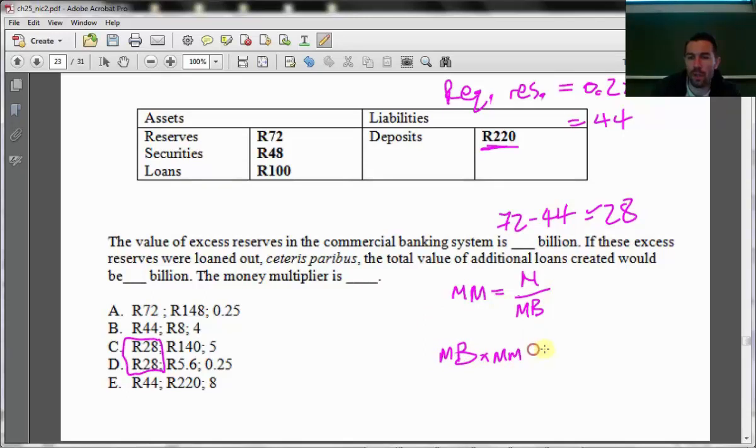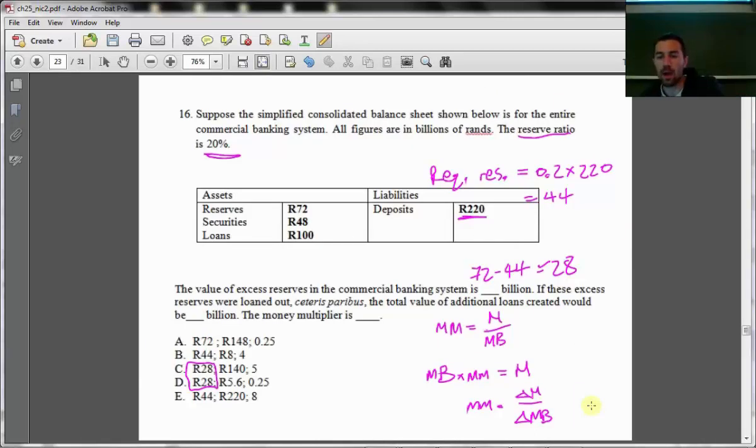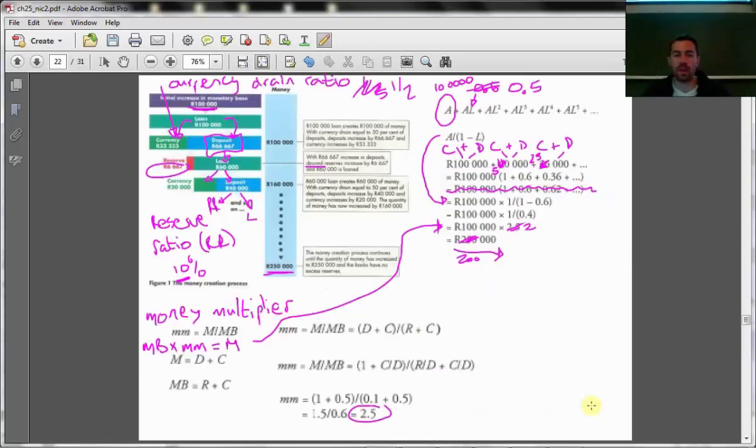So remember, this equation is MB times MM equals M. If we were to take the derivative of this equation, we're saying the same thing here. MM is equal to change in M over change in MB. So whether we write the money multiplier as M over MB or change in M over change in MB, we're going to end up with the same thing, the money multiplier. Now, when we looked at that equation in the previous diagram, we saw that we can write this as D plus C over R plus C.